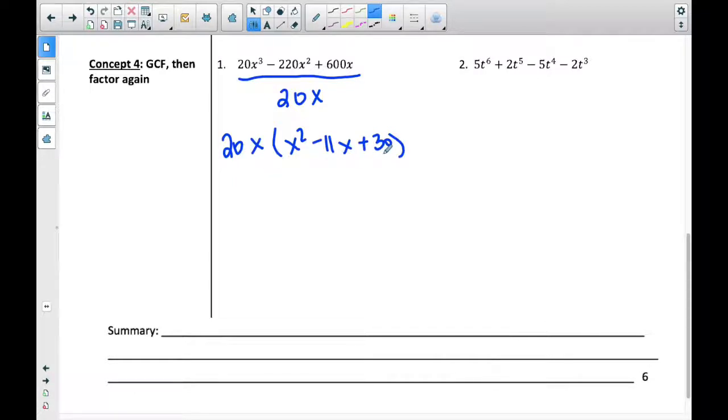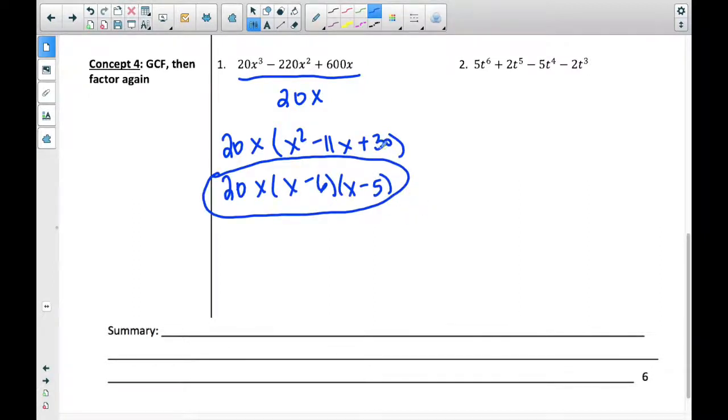Can that be factored? Well, yes, it can. Why don't you take a second to factor that? Okay, so the factors of 30 that add up to a negative 11 is negative 6 and negative 5. People sometimes ask, do I need to solve that? No, you don't need to solve it because there's no equals anywhere. If there was an equal sign, yes, we would have to solve it. But here there's no equal sign, so we're not going to solve it. We're just going to factor it.